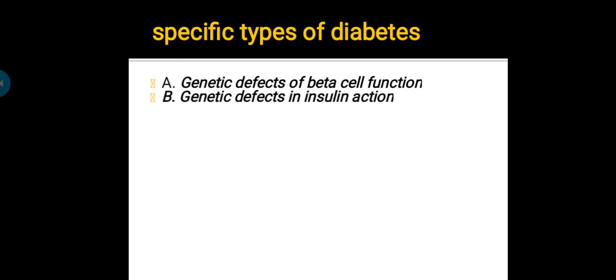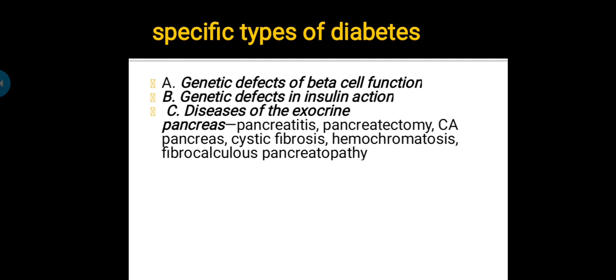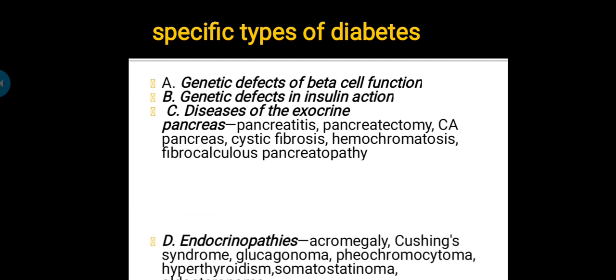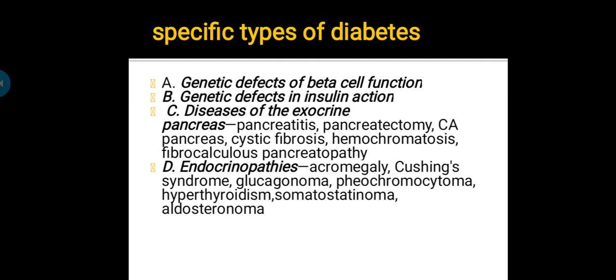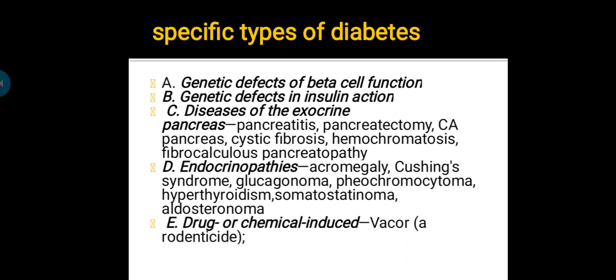Okay. So what are the specific types of diabetes? It can be genetic defects of beta cell function. All of this will be discussed in detail in the pathology class. Genetic defects in insulin action, diseases of the exocrine pancreas like pancreatitis, patients having pancreatectomy, cystic fibrosis, hemochromatosis, fibrocalculous pancreatopathy, and different endocrinopathies like, very commonly, Cushing syndrome, acromegaly, pheochromocytoma, hyperthyroidism, somatostatinoma. They can cause diabetes.